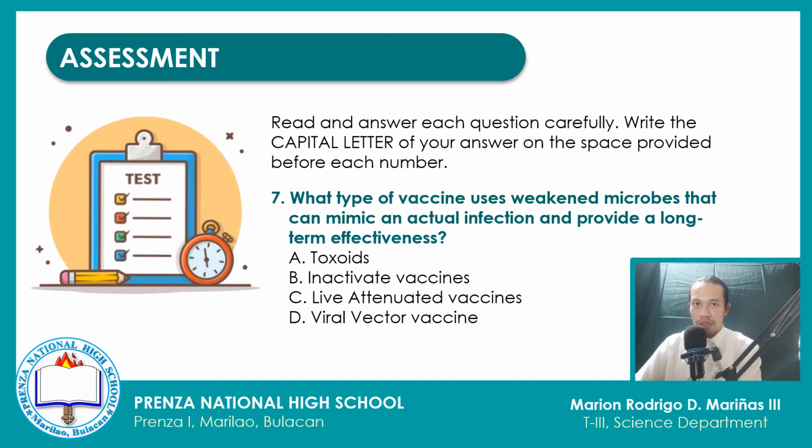Question number 7. What type of vaccine uses weakened microbes that can mimic an actual infection and provide a long-term effectiveness? The choices are A. Toxoids, B. Inactivated vaccines, C. Live attenuated vaccine, and D. Viral vector vaccine.